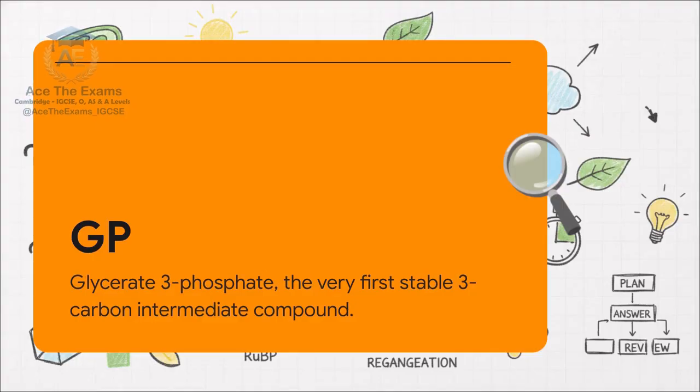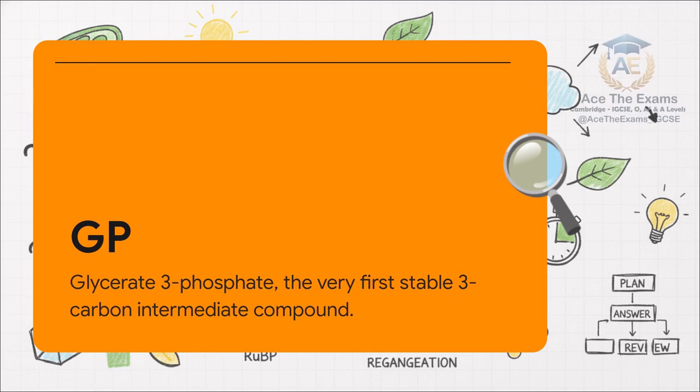So that immediate reaction produces GP, glycerate 3-phosphate. This is the very first stable 3-carbon intermediate compound formed in the cycle. This is incredibly important. When examiners ask you to trace the path of carbon, identifying GP as this first stable intermediate is absolutely essential for your answer to actually hit those scientific accuracy marks.